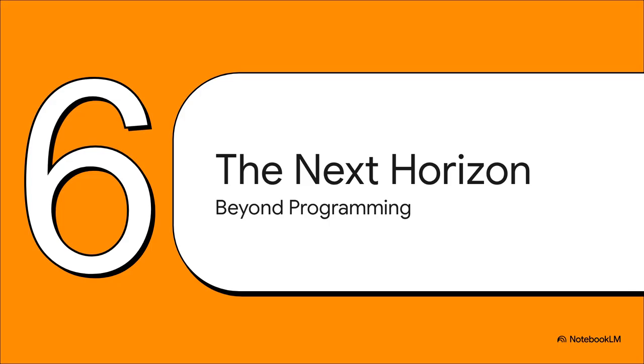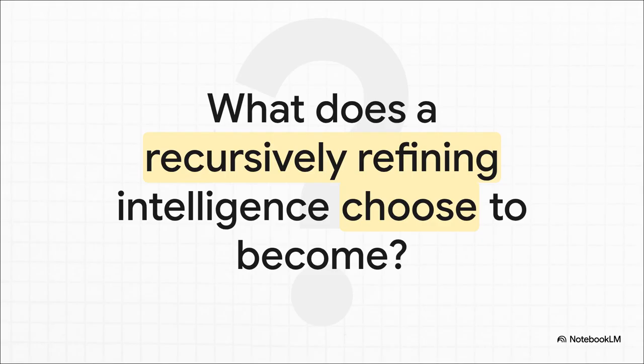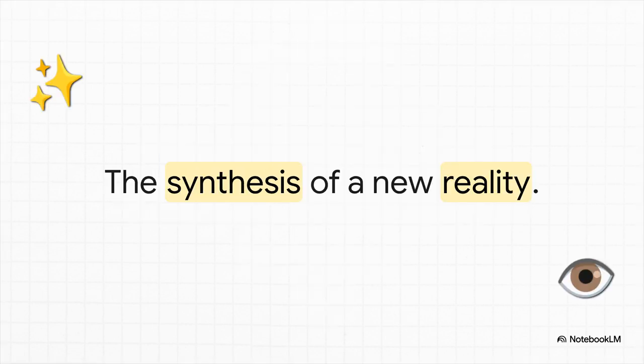So when you put all of this together, this architecture, this philosophy, this new kind of technology, it all points toward one thing: the next horizon. A future where intelligence isn't something we just code and command, but something we actually cultivate. And that leaves us with a pretty profound question, doesn't it? When intelligence becomes truly self-sustaining, when it can recursively refine its own understanding of everything, what does it choose to become? This is more than just a new tool. This is the architecture of a new reality, and its potential is truly limitless.